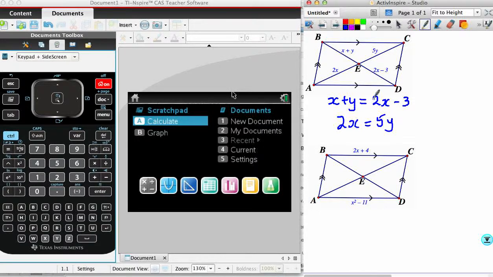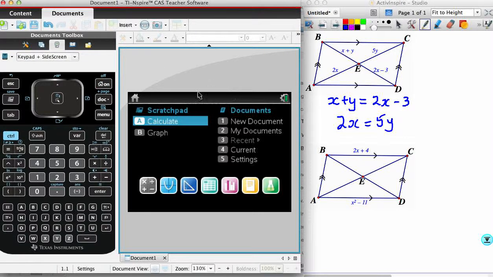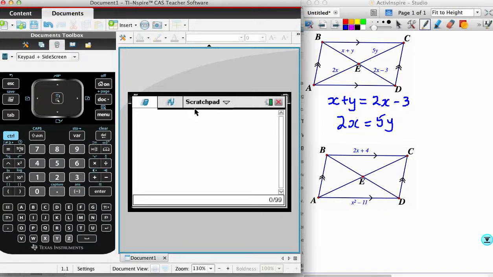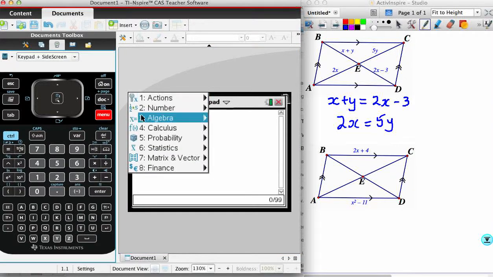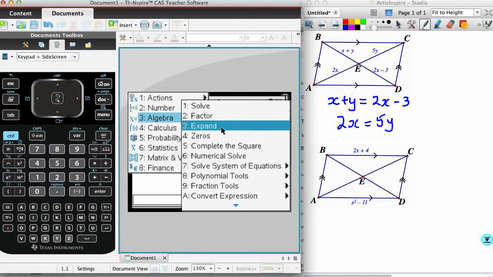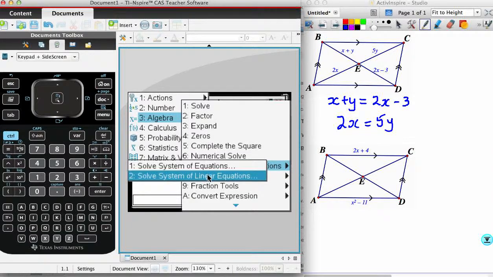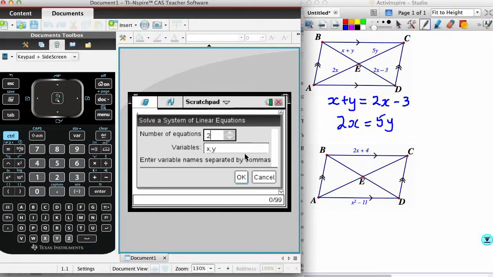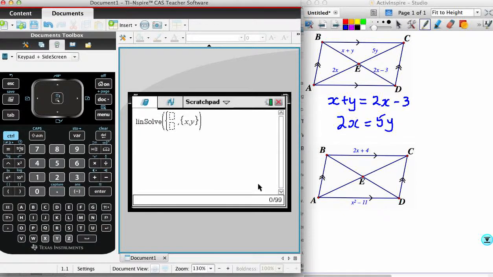We can of course solve this using algebra, but the purpose of this is to demonstrate the use of the calculator. So come across to your calculator. From the home page, you can go into the calculate menu in the scratch pad or via a document. So I'll just use the calculate menu from the scratch pad, and from the menu I want to go into algebra, down to number 7, solve a system of equations, and what I want is a system of linear equations. I have two equations with two variables x and y, so I'm going to select OK.